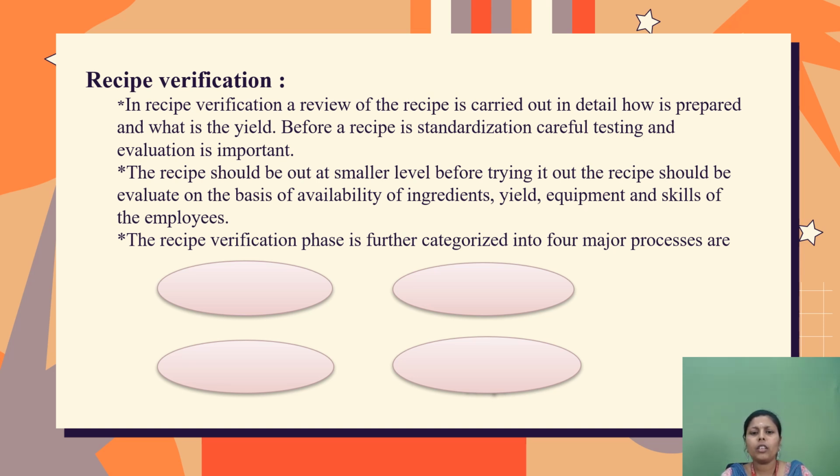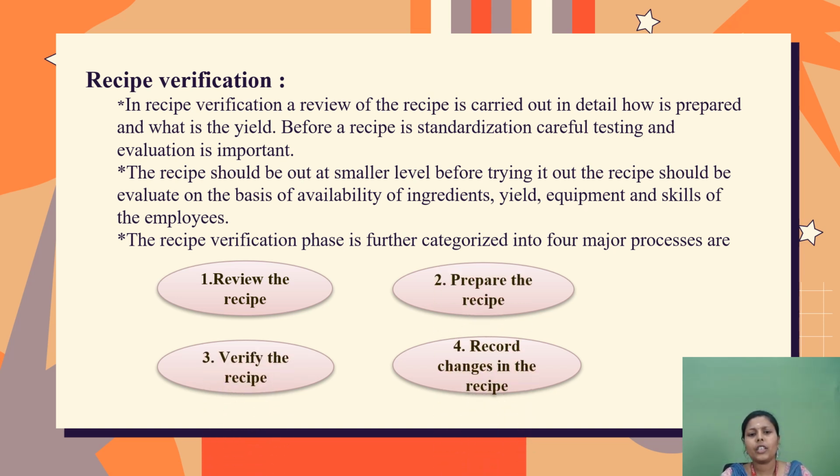The recipe should be evaluated on the basis of availability of the ingredients, yield, equipment and skills of the employees. The recipe verification phase is classified into four major processes: review the recipe, prepare the recipe, verify the recipe, and record the changes.